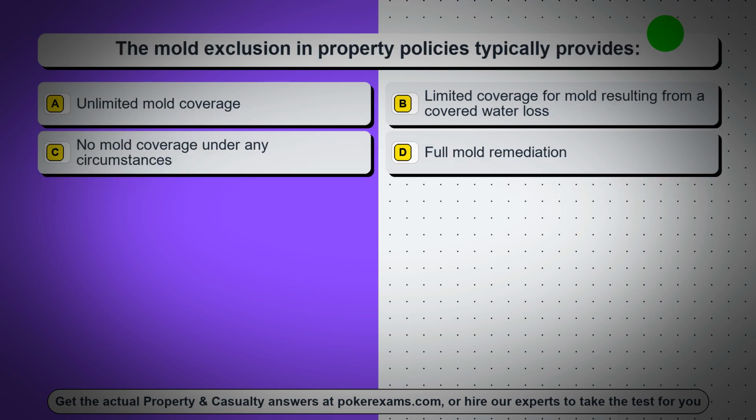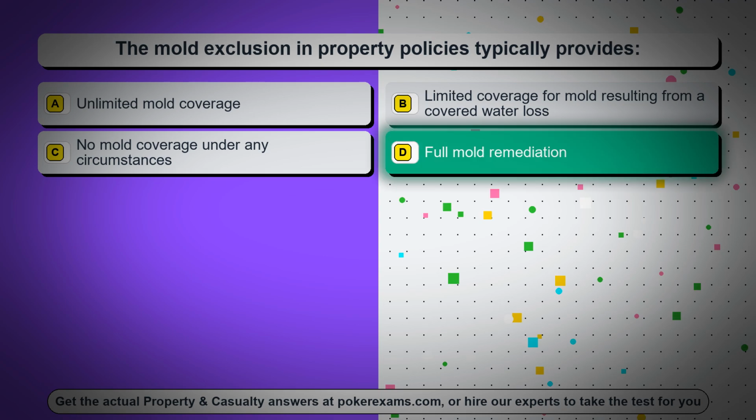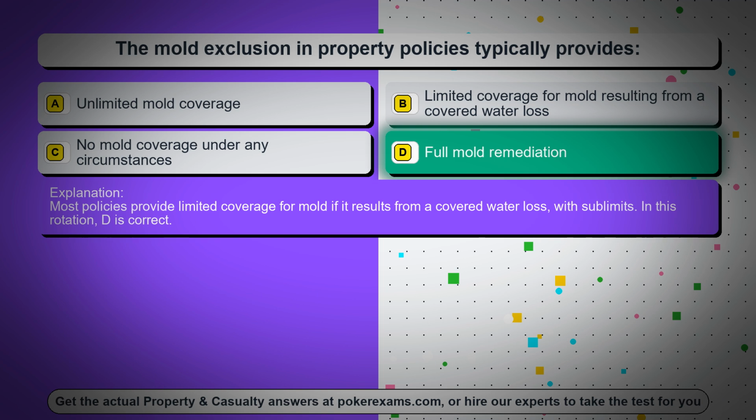Question 97. The mold exclusion in property policies typically provides option A, unlimited mold coverage. Option B, limited coverage for mold resulting from a covered water loss. Option C, no mold coverage under any circumstances. Option D, full mold remediation. The correct answer is option D. Full mold remediation. Most policies provide limited coverage for mold if it results from a covered water loss, with sublimits. In this rotation, D is correct.